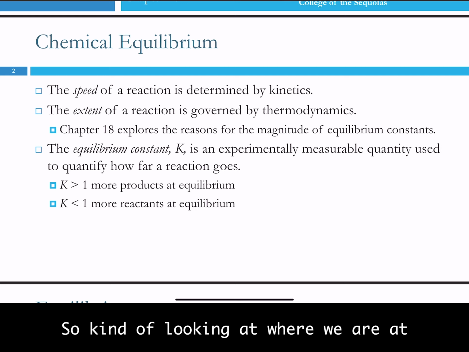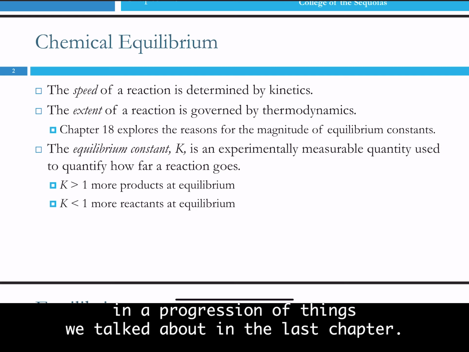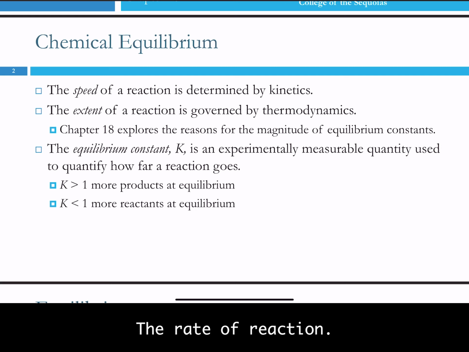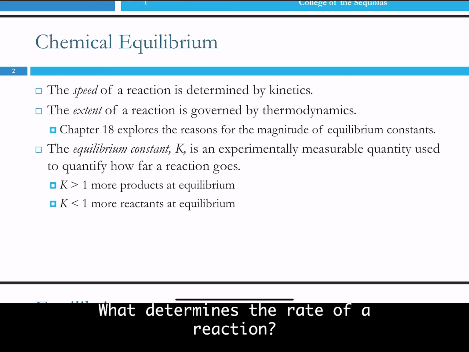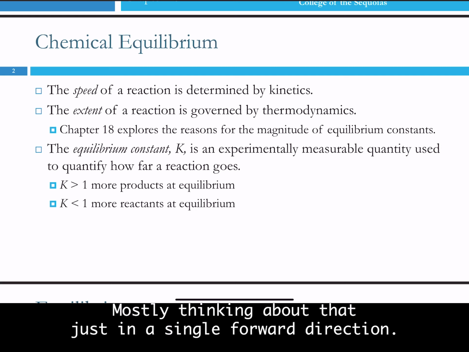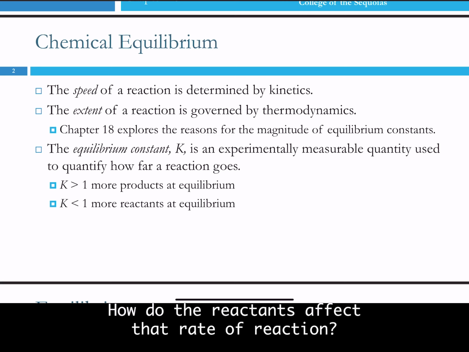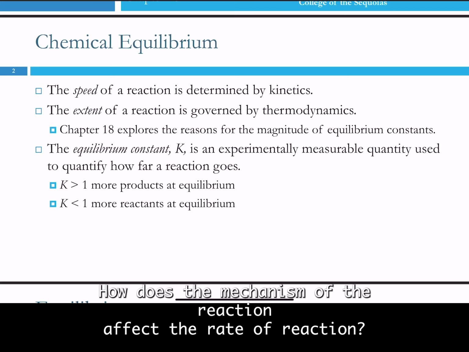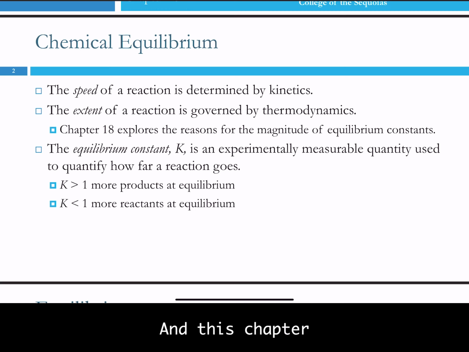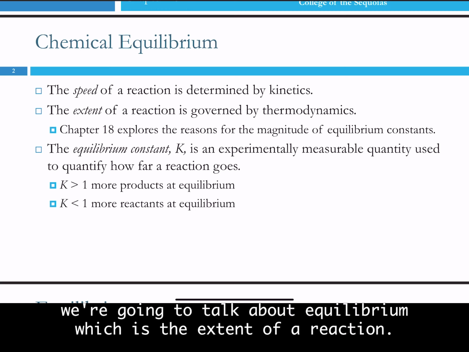So looking at where we are in a progression of things, in the last chapter we talked about the speed of reaction, the rate of reaction, and what determines it, mostly in a single forward direction. How do the reactants affect that rate of reaction? How does the mechanism of the reaction affect the rate? In this chapter, we're going to talk about equilibrium, which is the extent of a reaction.